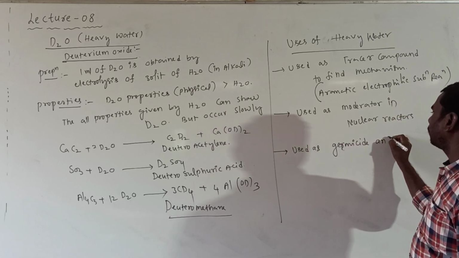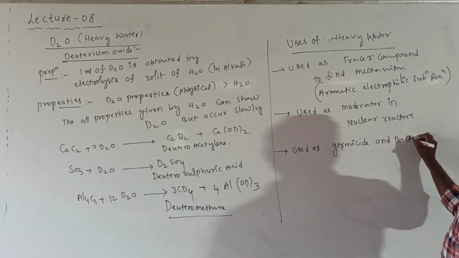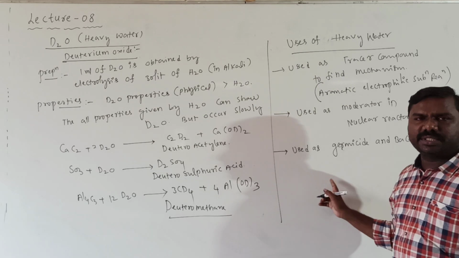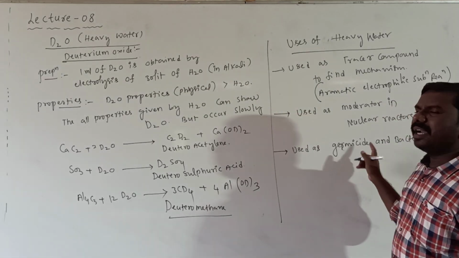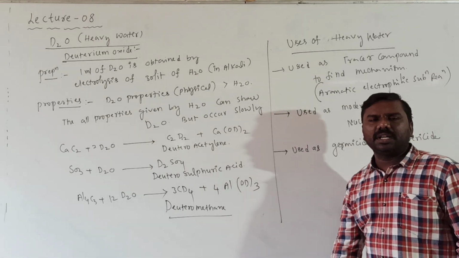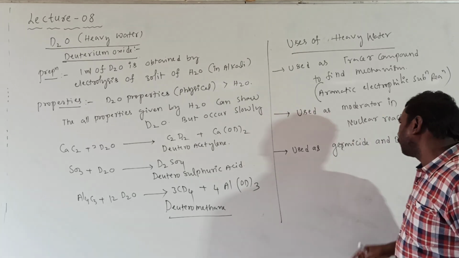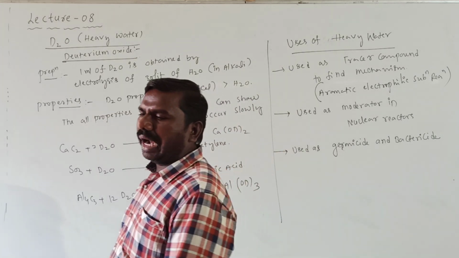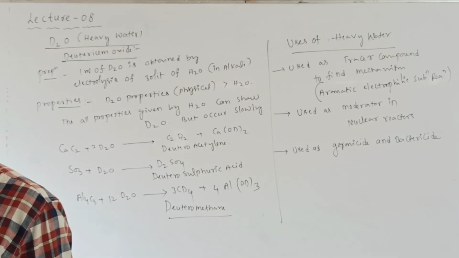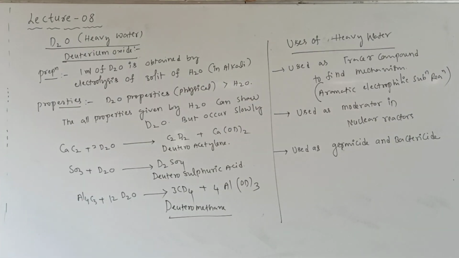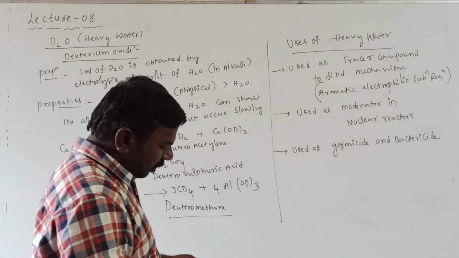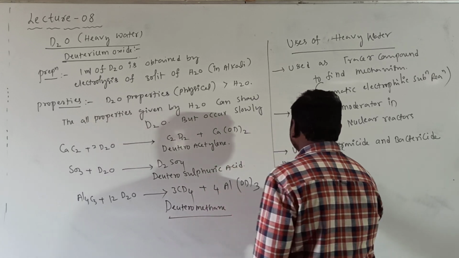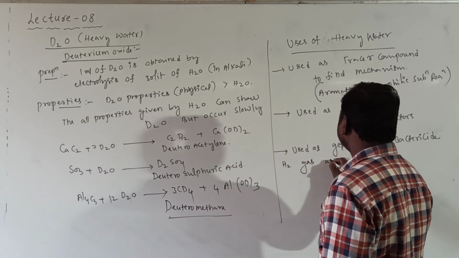and bactericide. Germ means germs. Cidal means killing effect. The drug which is used to kill germs or bacteria is said to have germicidal or bactericidal properties. Right? With this, the next and last topic is hydrogen gas as fuel.